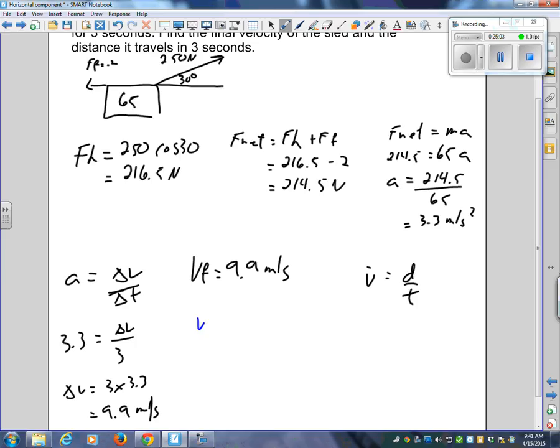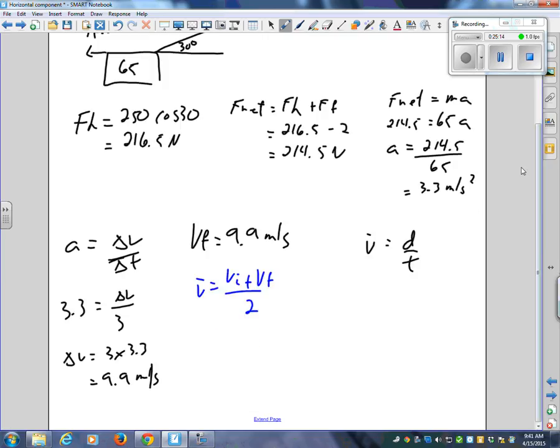So the first thing I got to do, now I don't know if I ever actually wrote this out for you, but I think I did. When you have two things to find the average, what do you do? Add them together and divide by 2, right? So here it's just going to be 0 plus 9.9 over 2. So the average velocity is going to be, what is it, 4.95?